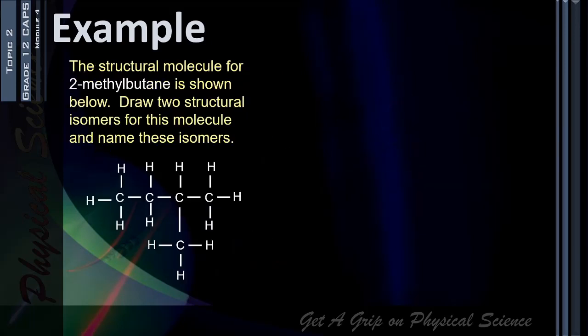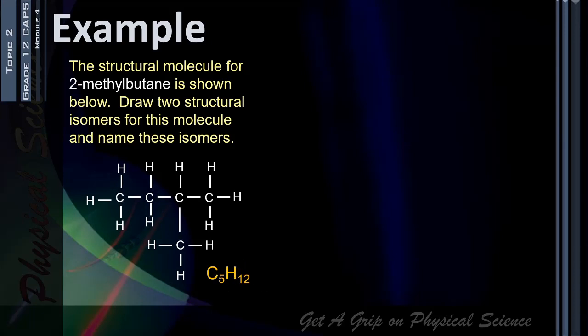The structural formula for 2-methylbutane is shown below. Draw 2 structural isomers for this molecule and name these isomers. If you can't remember isomers, please refer back to the second module where we explained what the different types of isomers are. Isomers are molecules with the same molecular formula but different structures. So the molecular formula here will be 5 carbons and 12 hydrogens. So the molecular formula is C5H12.